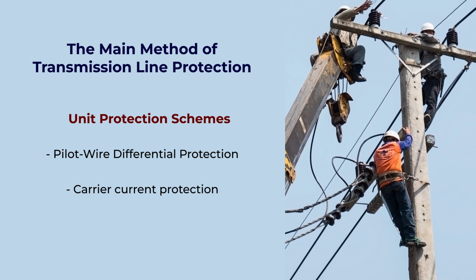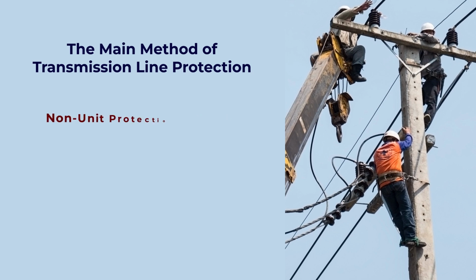Pilot wire differential protection and carrier current protection come under the category of unit protection. Next one is non-unit protection of transmission line.